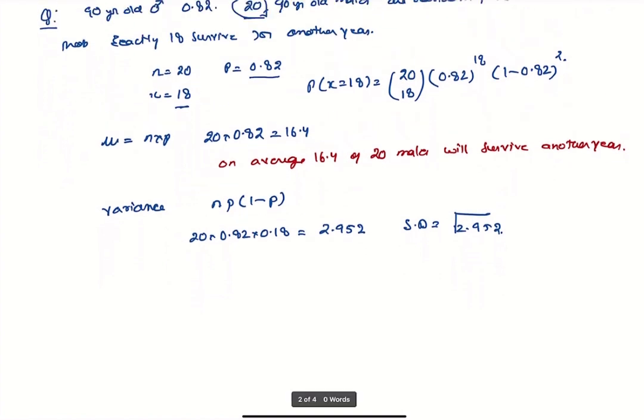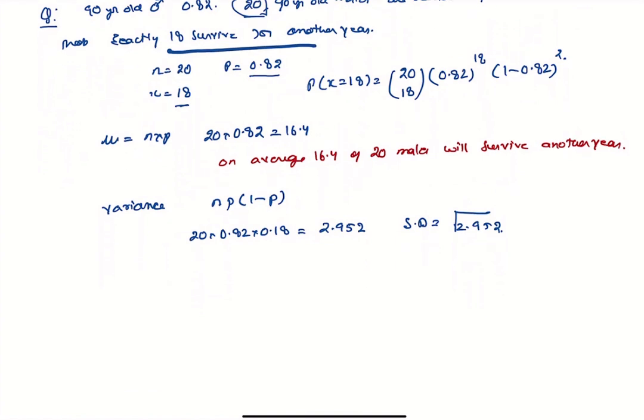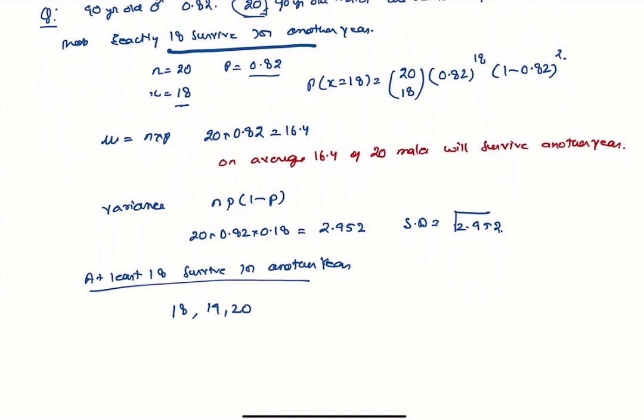Now this is easy because we want exactly 18 to survive for another year. But if we want to change the question to at least 18 survive for another year, then you have to calculate the probability of each of them separately, 18, 19 and 20, and then add them together.